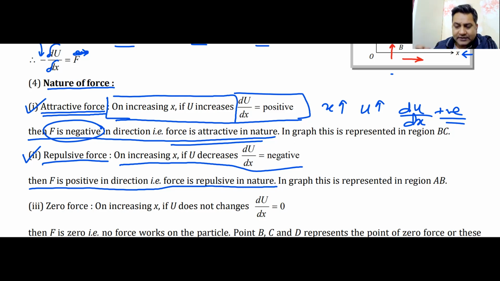Can anyone tell me what is the meaning of whatever I have underlined? Repulsive force. When is the force repulsive? I will give you a minute to think and write first. Then we will start to make sense of that. One minute.